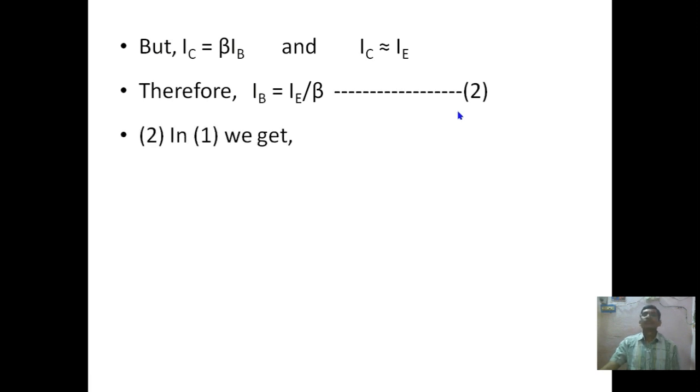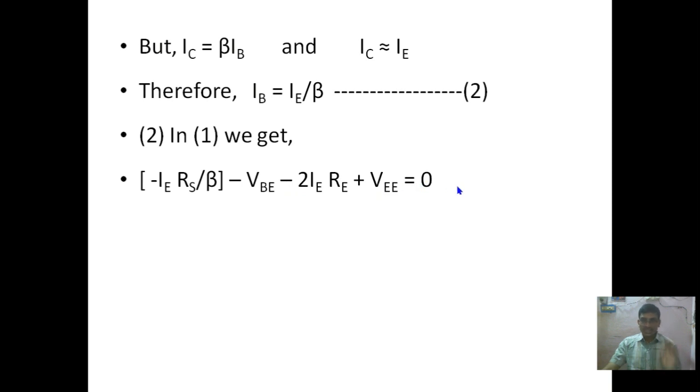So now we are going to substitute this equation 2 in the KVL equation that we have written in the previous step. Wherever IB is there, we are going to replace it with IE by beta. Therefore minus IB RS can be replaced as minus IE by beta into RS, minus VBE minus 2IERE plus VEE is equal to 0.